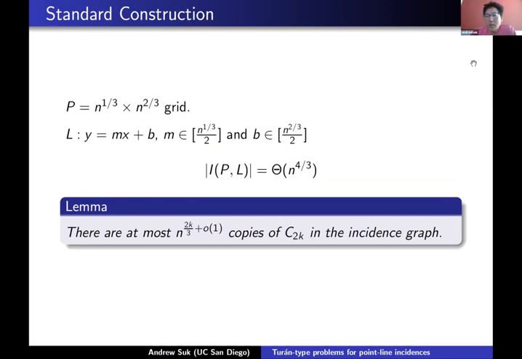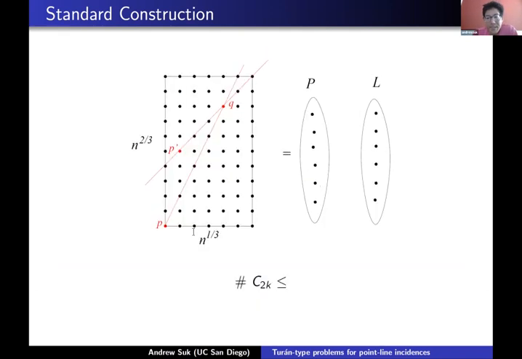Okay, so we have the standard construction of n points and n lines with n to the 4/3 incidences. And we just observed that there are very few cycles of length 2k. And so now, just to show that there are indeed very few cycles of length 2k, we can apply that key lemma. Because if we do have a cycle of length 2k, we have k of the vertices over here, and then the other k vertices over here.